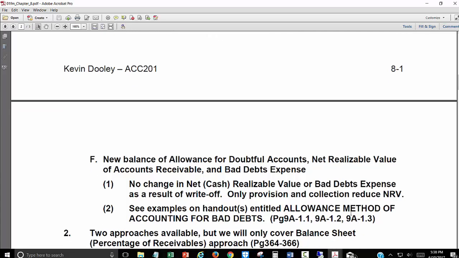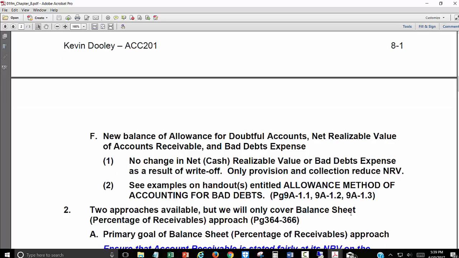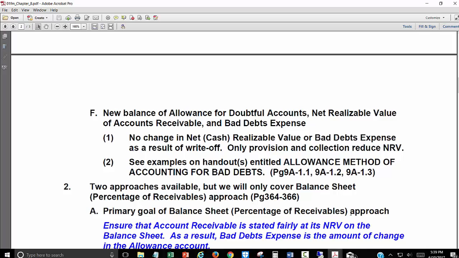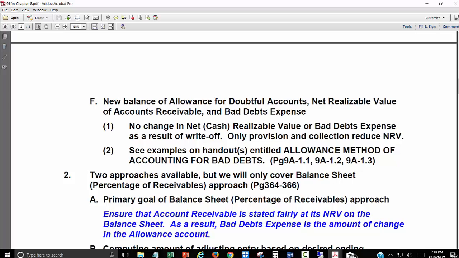There are two approaches for using the allowance method, but we will cover only the balance sheet or percentage of receivables approach, though you may be asked to explain the difference between that and the percentage of sales approach in a Wiley Plus question. The primary goal of the balance sheet or percentage of receivables approach is to try to get your accounts receivable stated as fairly as possible at its net realizable value on the balance sheet. Bad debts expense will be the result of whatever you've done to change the allowance account. Typically, increasing the allowance account will create bad debts expense for the period.